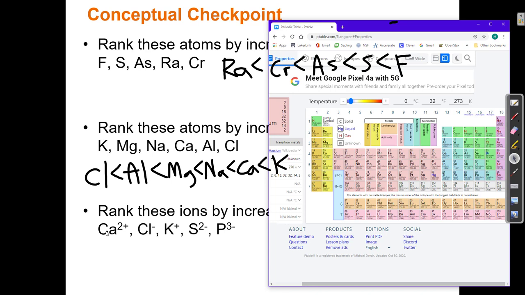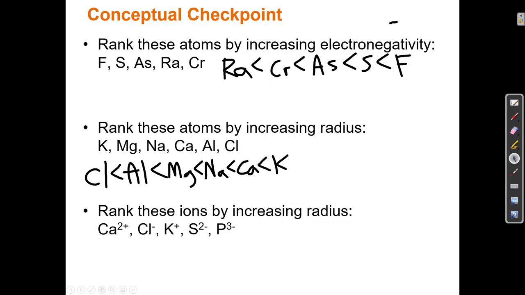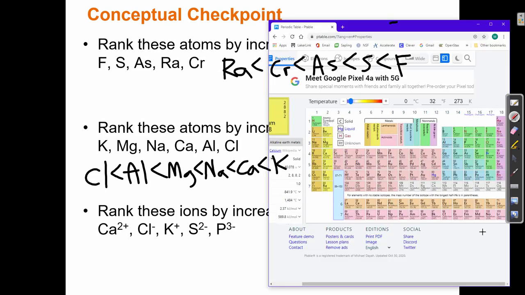So if they have exactly the same number of electrons, then how do I rank them by increasing radius? Well, they don't have the same number of protons. If they all have the same number of electrons, which happens to be 18 electrons, the one that has the fewest protons pulls the least hard, and the one that has the most protons pulls the hardest, and would have the smallest radius. So which one of these has the most protons? Calcium does. So if calcium has the most protons, then calcium is the biggest. Excuse me, calcium is the smallest.